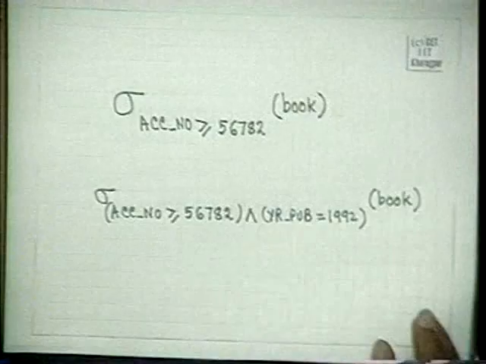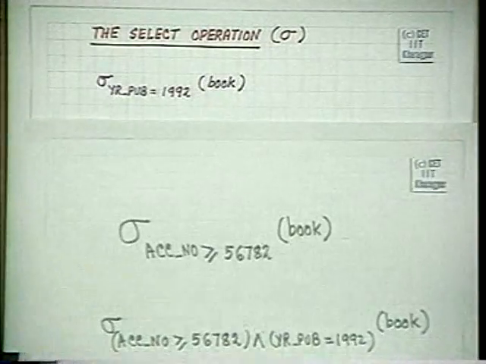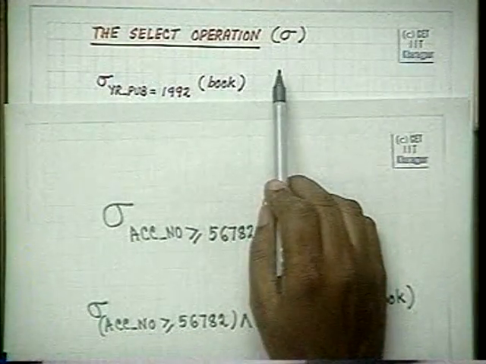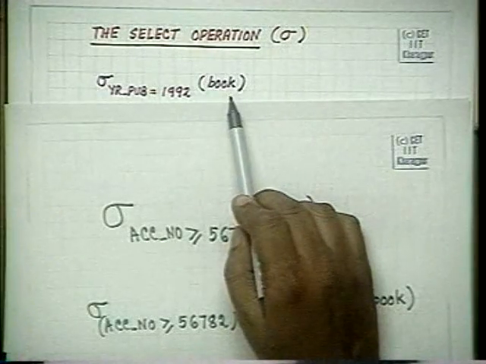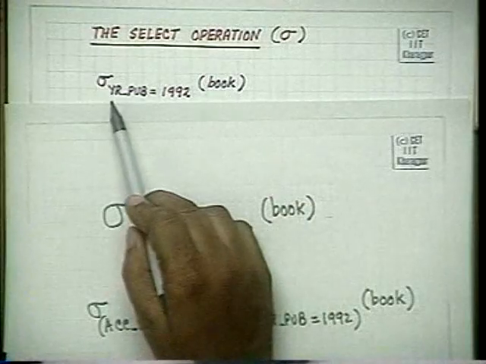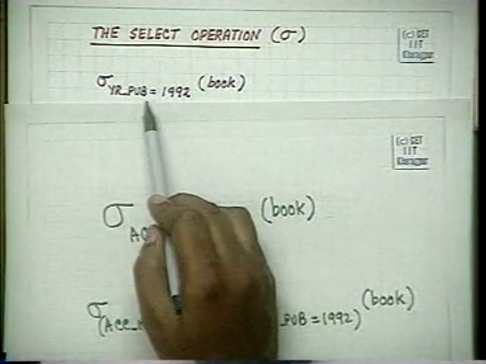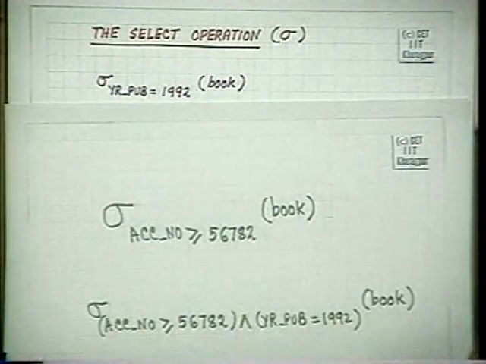So a select operation is a unary operation which returns a relation having the same attributes as the argument relation, and only those tuples which satisfy the particular condition which is expressed here.